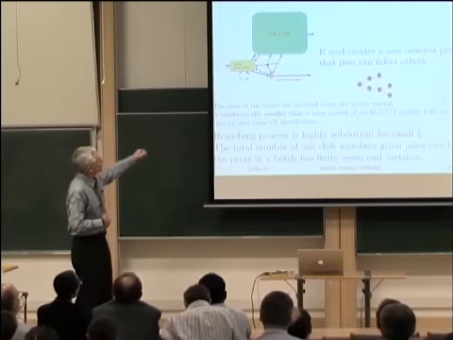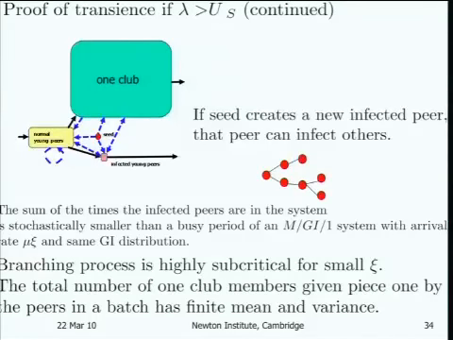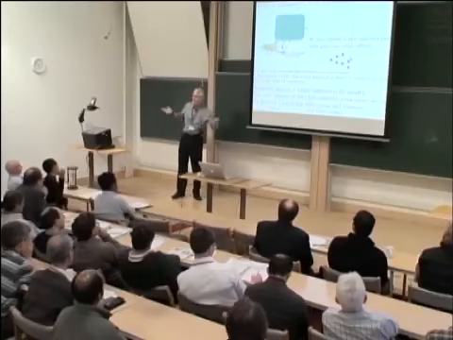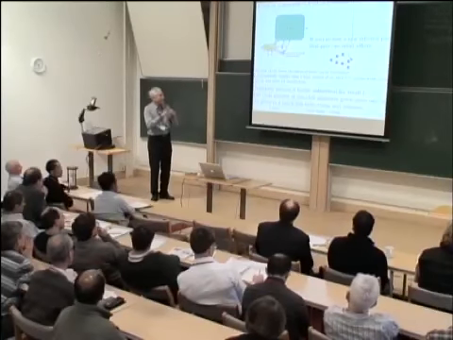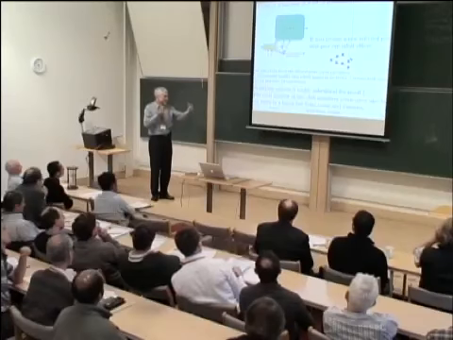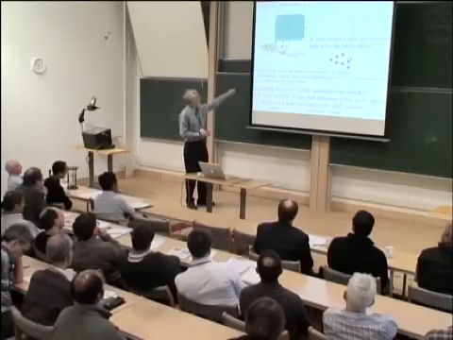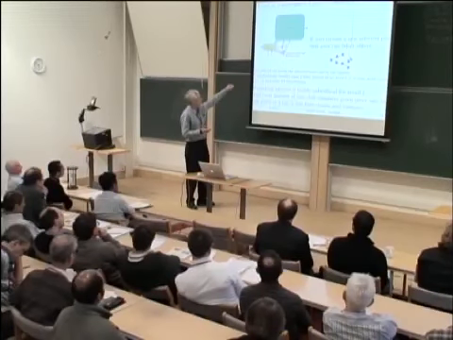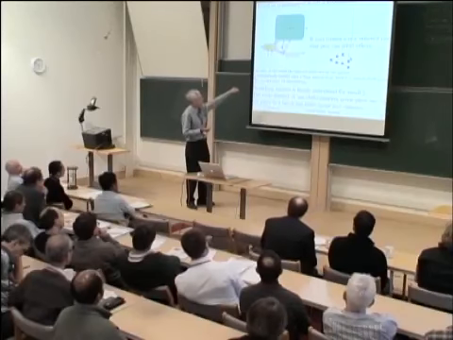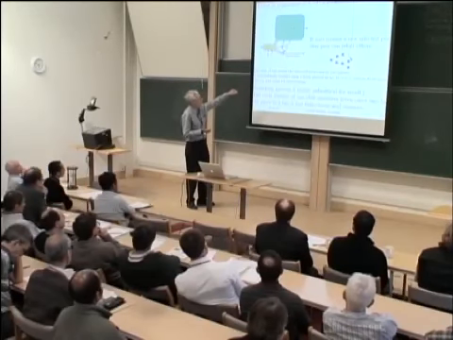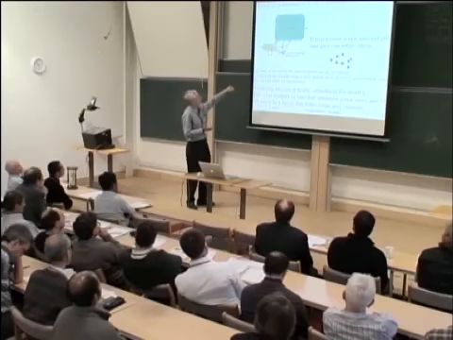Okay, so if a seed creates a new infected peer, that peer can infect other peers, and the sum of the times the infected peers are in the system is stochastically smaller than a busy period of an M/G/1 system. The busy periods of queuing systems have a branching process analysis, and the sum of the times in the system during a busy period is exactly the sum of the times of how long the root infected peer is, and then how many other infected peers get infected, sort of how long they're going to be in the system infecting 1 club peers.